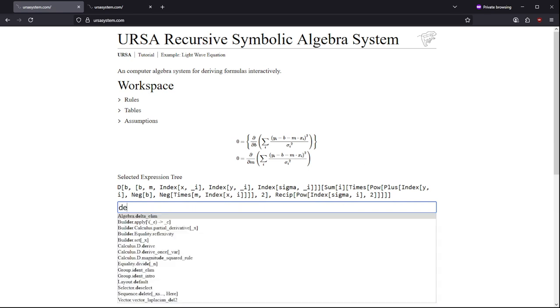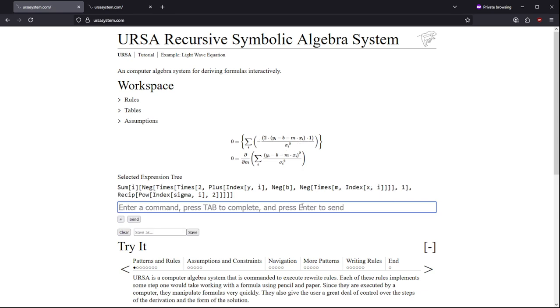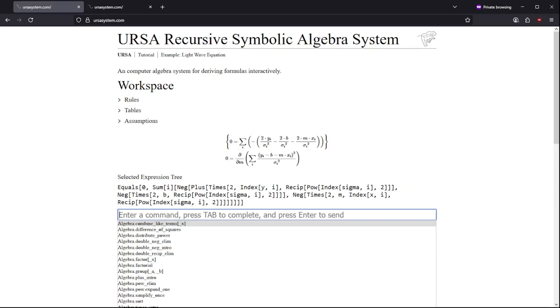So I can just use the derive rule now to take this partial derivative, and because it knows what's held constant, it's able to say that partial partial b of y sub i is 0, m is 0, and so on. And so it's able to solve this derivative pretty directly. And then I can use simplify to make that a little simpler.